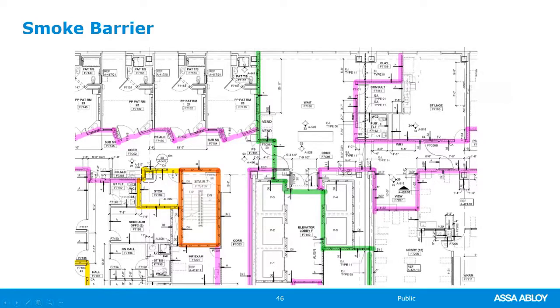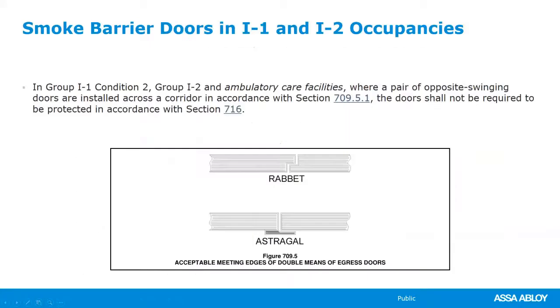Now, if the architect makes them 20-minute rated, like this one did, then you treat it just like any other 20-minute door. Unless the door manufacturer has a label that they can put on that door without positive latching, then you would have to supply exit devices.